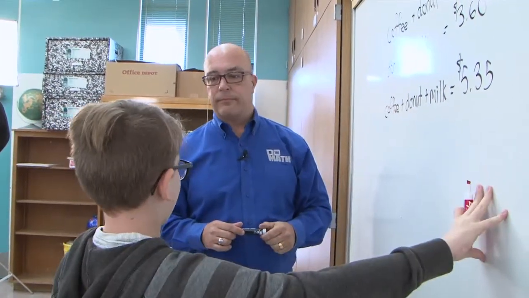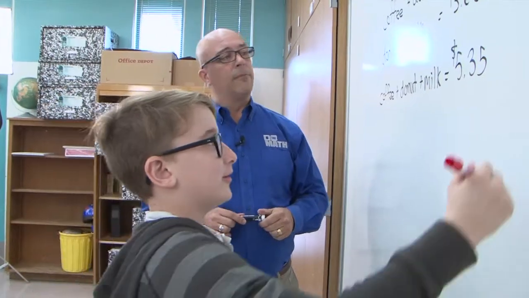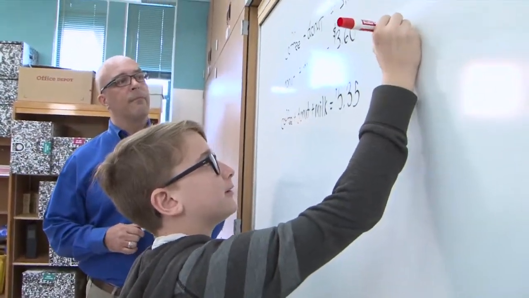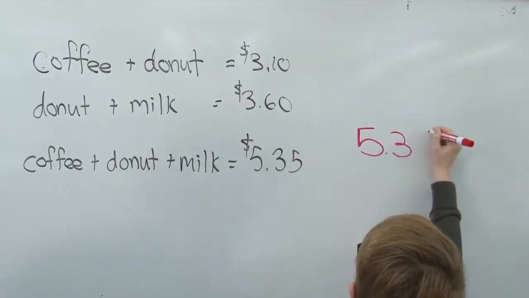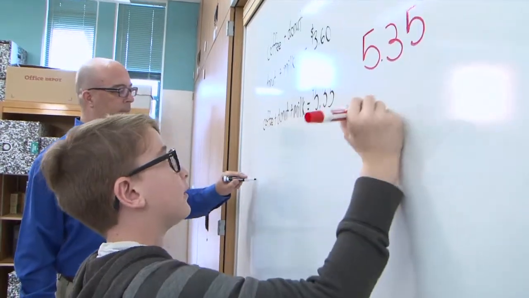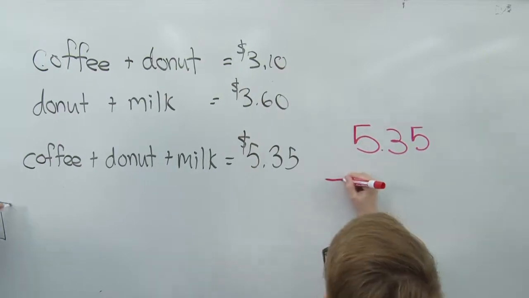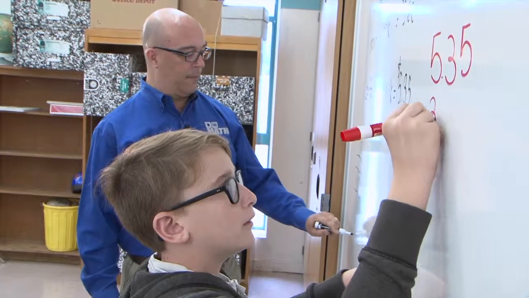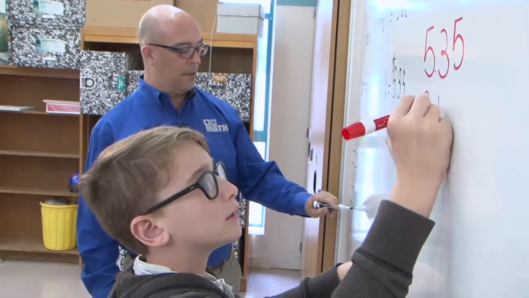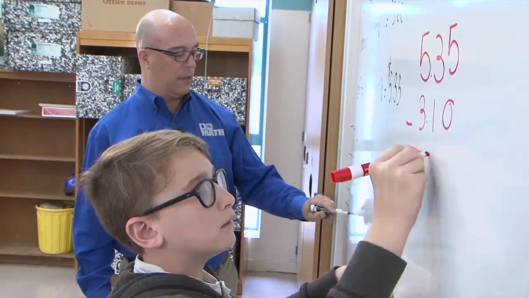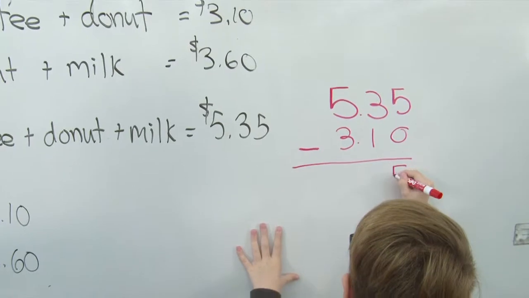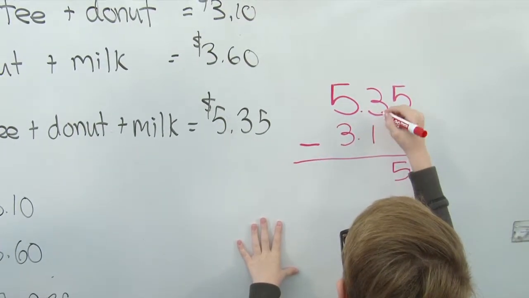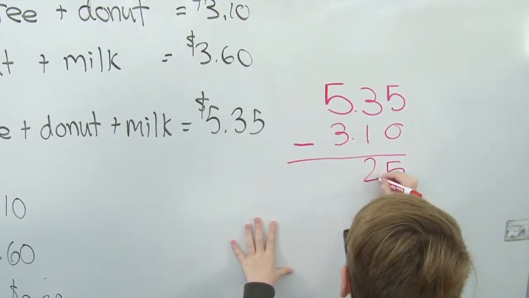Well, we can do subtraction. That much I know. Okay. So, I think if we do it like this, minus. 3 and, we don't have anything to subtract from there, so it's 5. 3 minus 1 equals 2.